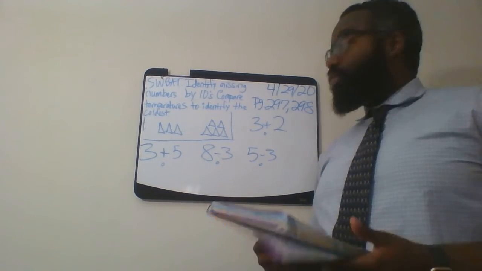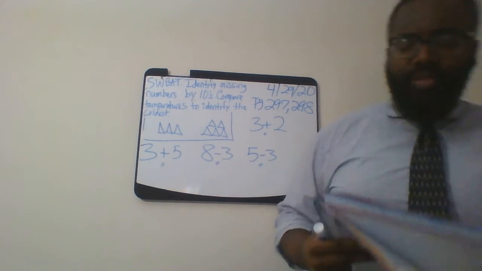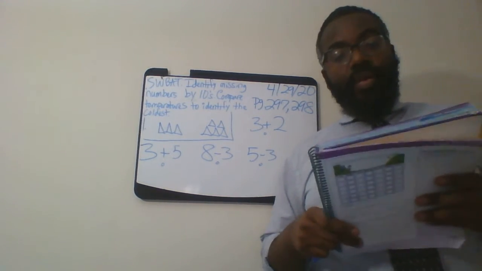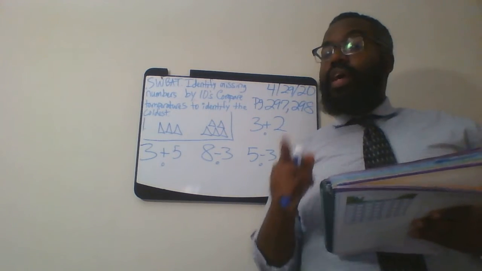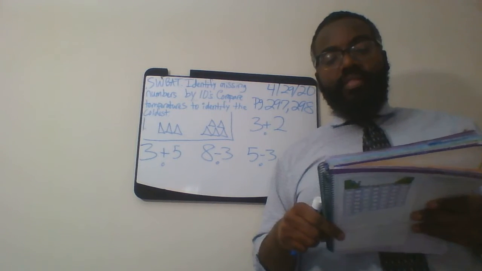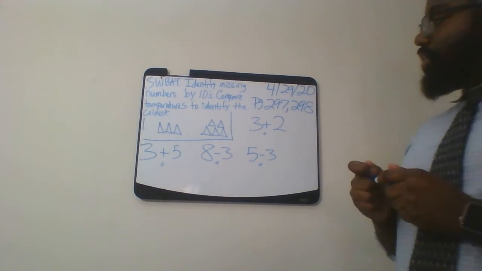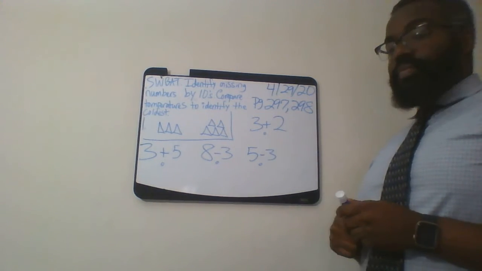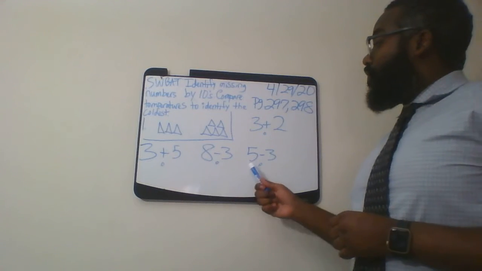This is for Group Champions Group Q Tourney, page 297. And on page 297, look at number one. Number one wants you to mark the bubble under the combination that tells you how many there are together. So, let's look at the combinations first. We have 3 plus 2, 3 plus 5, 8 minus 3, and 5 minus 3.